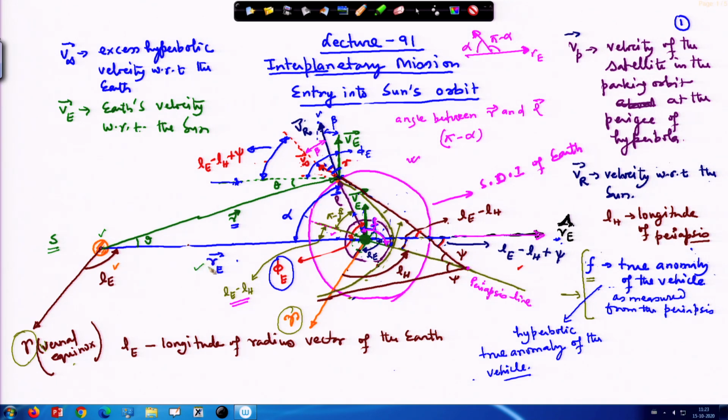R e is the radius vector of the earth. Here this is the radius vector, shown till the center of the earth. So, the radius vector goes all the way from this point to this point. Similarly, a small r is the radius vector of the vehicle. So, the vehicle is located here.